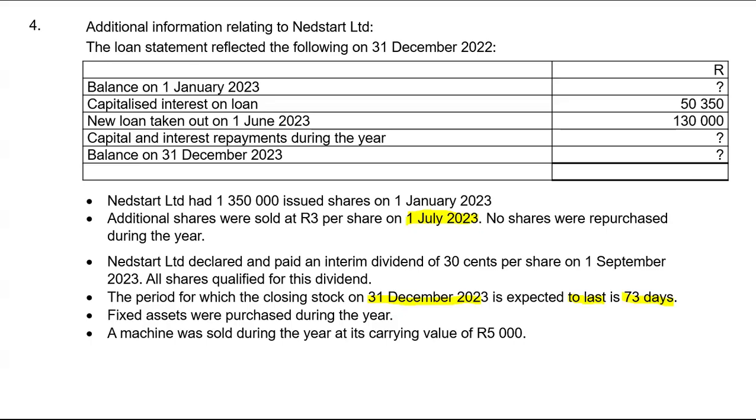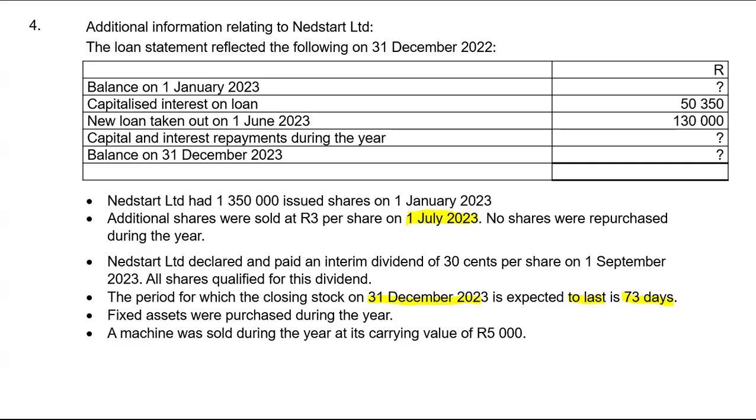Had they said the stock holding period on the 31st of December 2023 was 73 days, then we're going to use average. But here they're telling you that the period for which closing stock on the 31st of December 2023 is expected to last, they're being specific. They're not saying the entire stock, they're being specific that the stock on the 31st of December 2023 will last for this long. Please check out my videos on the cash flow statement where I dealt with these ratios, okay?